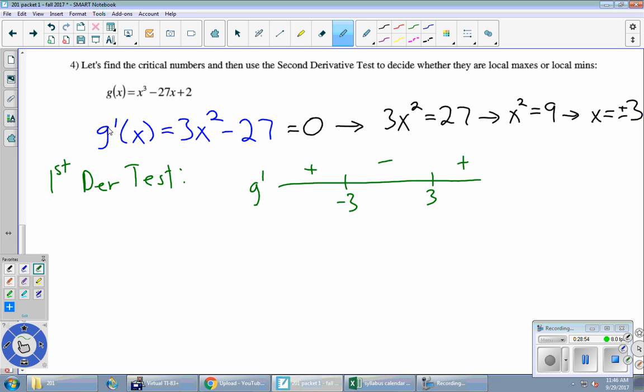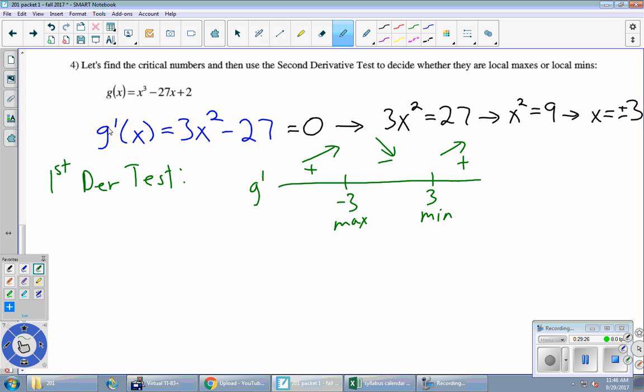So what all of that means to me is that the original function g is increasing because g prime was positive, and then decreasing, and then increasing. And so -3, is it a max, a min, or neither? That is a max. It is going up and then coming down. -3 is a max. And then going down and then coming up. 3 is a min. Okay? That right there, everything in green is called the first derivative test, and the final conclusions are max at -3, min at 3. That's it.